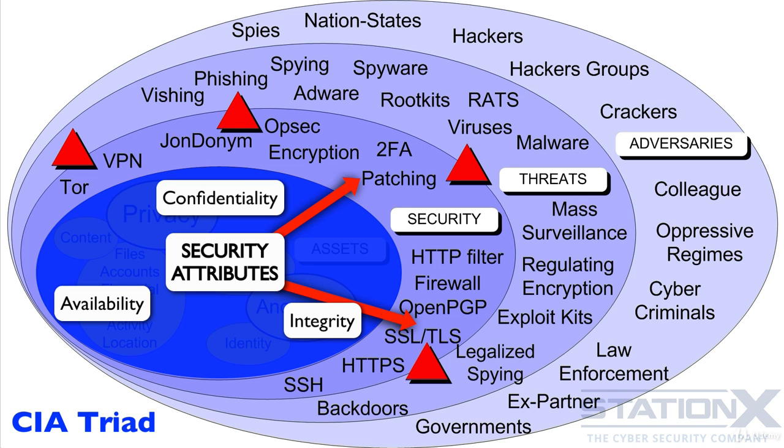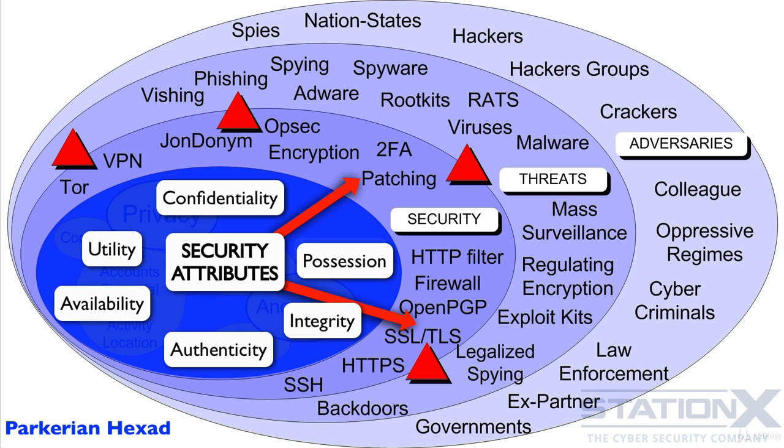Many security attributes have been proposed over time, CIA being the original and well referenced, but it has its problems. The CIA doesn't cover all security needs, and it does not speak in the language of the business or the way business people like to talk. So in 1998, Donn Parker proposed an alternative model to the CIA triad that he called the six atomic elements of information, or the Parkerian hexad.